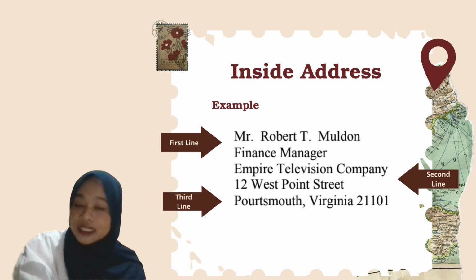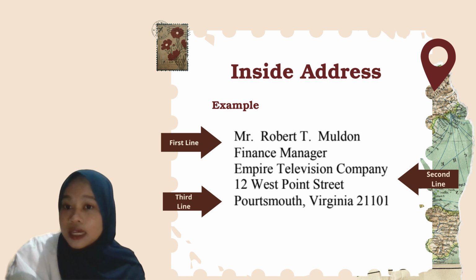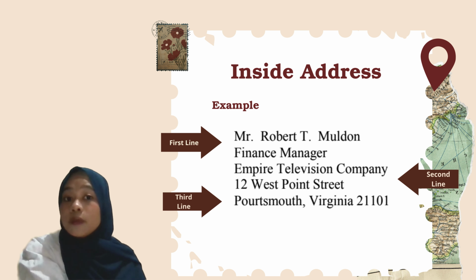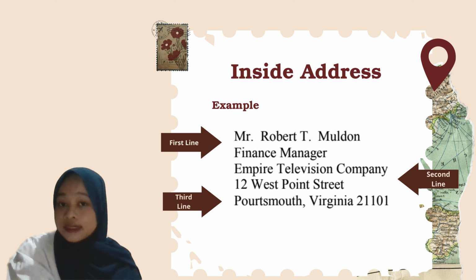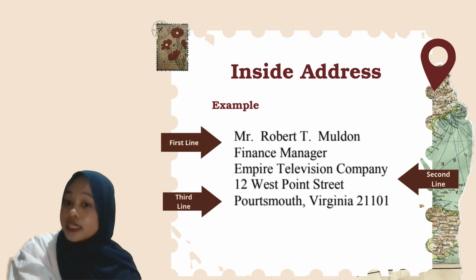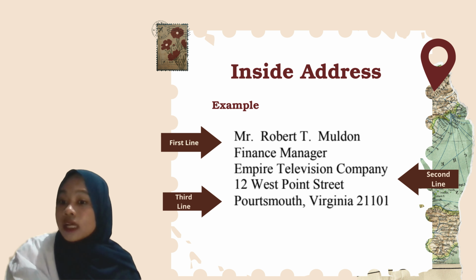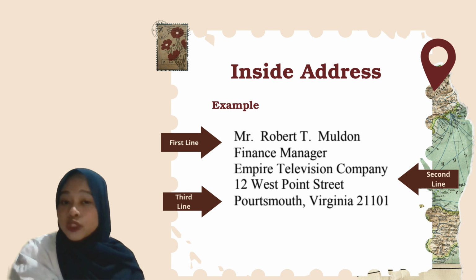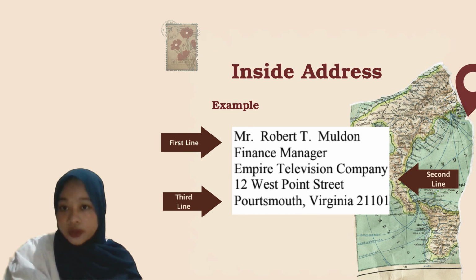First line, Mr. Robert T. Mulder, Finance Manager, where this is the full name and job title. Second line, Empire Television Company, 12 West Point Street, where this is the location or street name followed by the house or building number. Third line, Portsmouth, Virginia, 21101, where this is the city name and postal code.